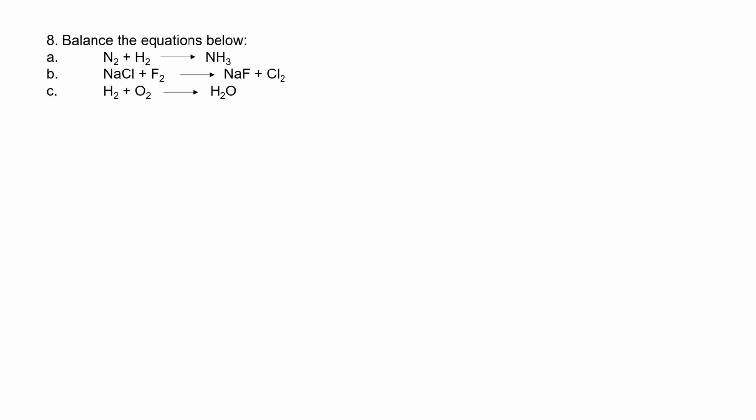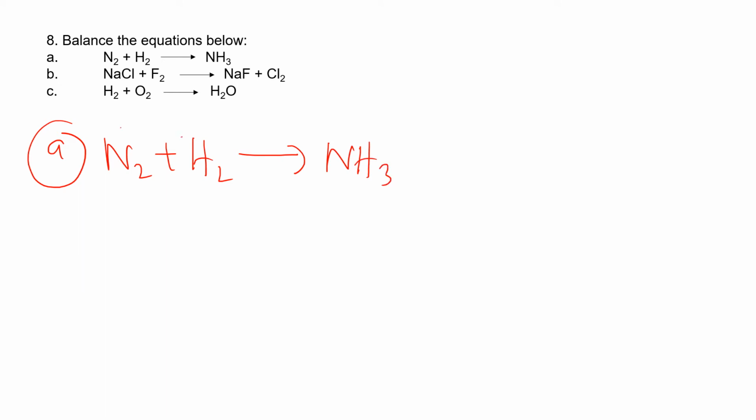Okay, next question, question number 8. You have to balance the equation below. So you balance left and right, they must be the same. A, you have a nitrogen molecule reacting with a hydrogen molecule to produce NH3. This one is a reactant and this one is a product. The number of atoms between reactant and product must be the same.